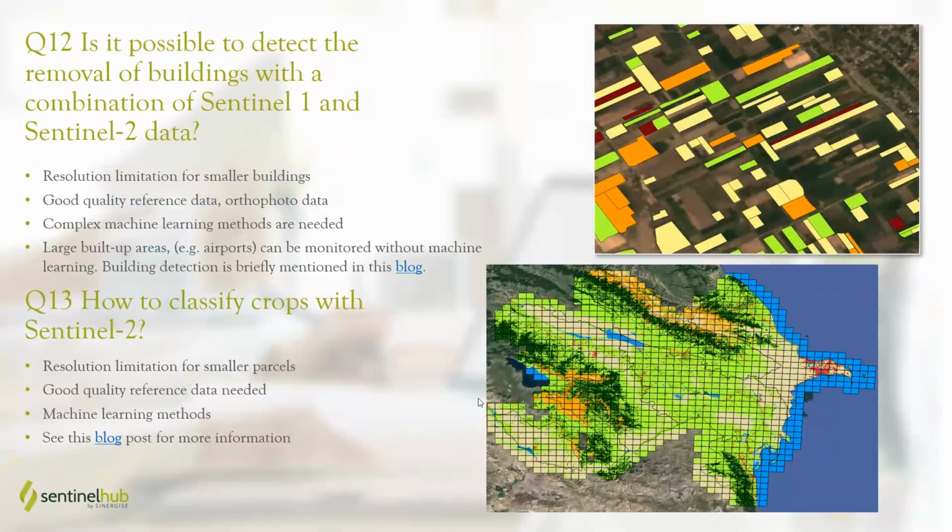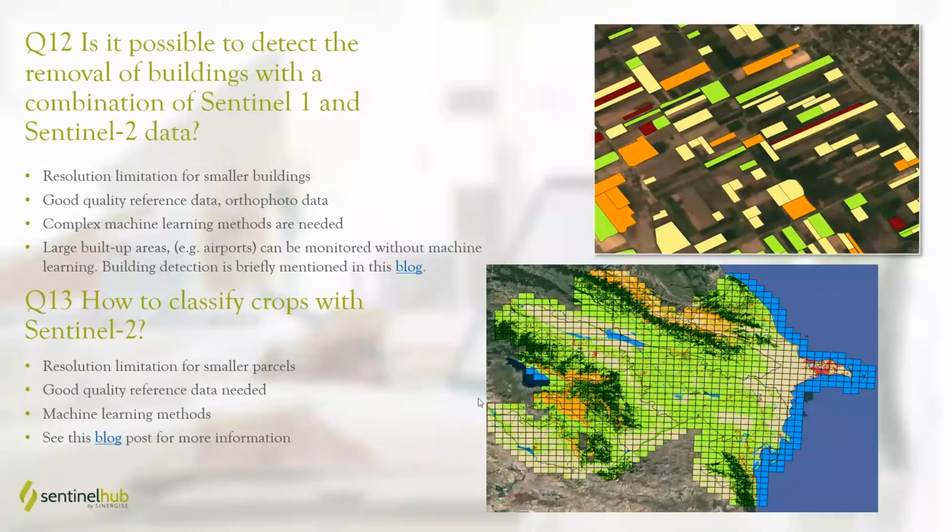Question number 12. Is it possible to detect the removal of buildings with a combination of Sentinel-1 and Sentinel-2 data? So yes, this is possible in theory, but quite complex machine learning methods are needed. It is also very important that there are good quality reference data, and usually some kind of very high resolution data is needed, like orthophoto data or vector cadastre data or something like that.